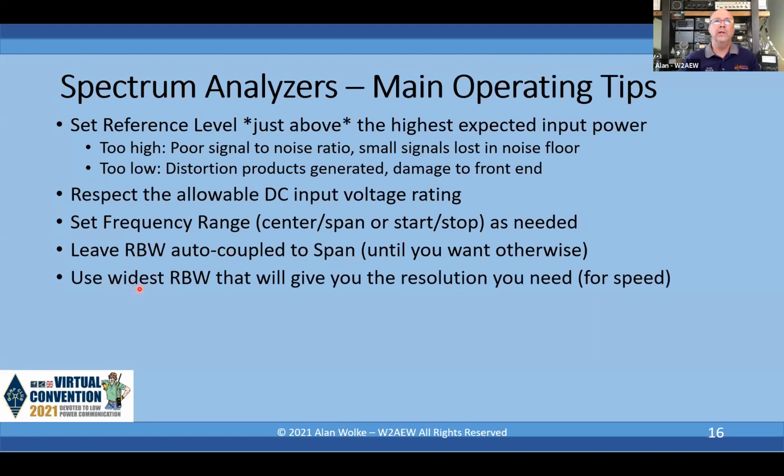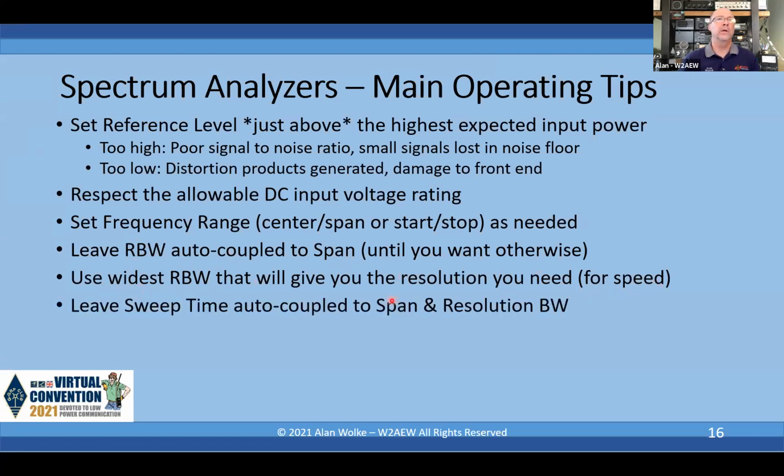If you're going to do that, use the widest RBW that gives you the resolution you need. That's purely for speed reasons. If measurement speed is not important to you, then you can go crazy and make that RBW as narrow as the analyzer will let you. Similarly, the sweep time is generally auto coupled to the span and RBW, specifically the RBW, because narrower filters have a longer time constant, so the sweep has to be slower. If you manually crank up the sweep speed, you're not going to give the detector enough time to see the full charge from the filter, and you're not going to get accurate results.